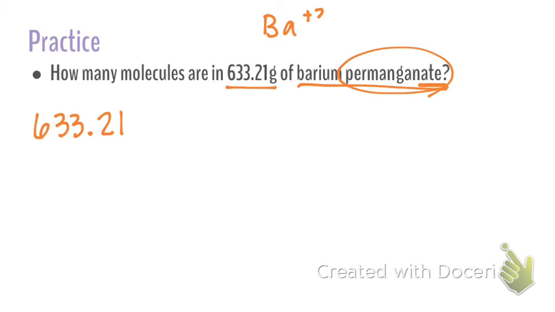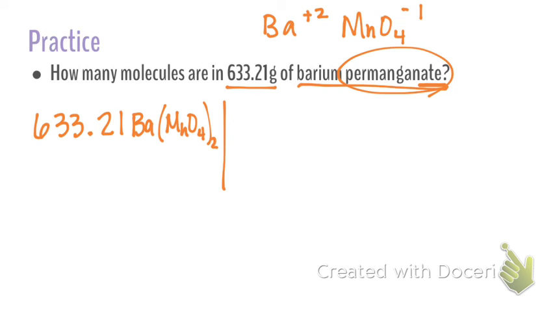Barium has a +2 charge. Permanganate is what? MnO4 minus 1 or minus 2? Okay, so that means my compound should be Ba(MnO4)2, right? Yep. All right, so now let's start thinking.